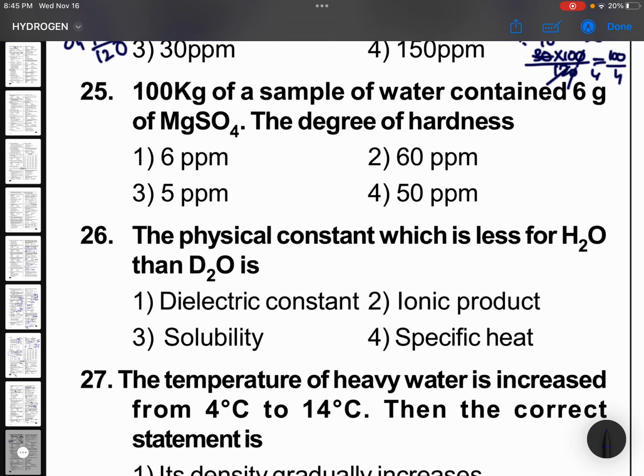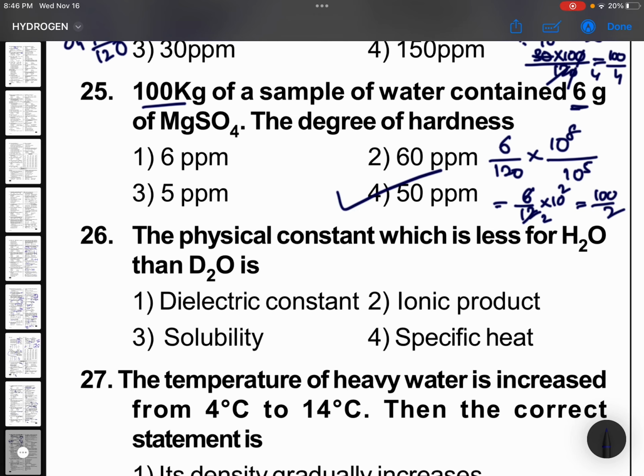25th question. 100 kg of a sample of water contains 6 grams of magnesium sulfate. So 6 by magnesium sulfate molecular mass 120, into 10 to the power of 8, by 100 kg, which means 10 to the power of 5 grams. I am making it simple: 6 by 12, 10 to the power of 2. So this is 1 by 2, 100 by 2, which is nothing but 50.